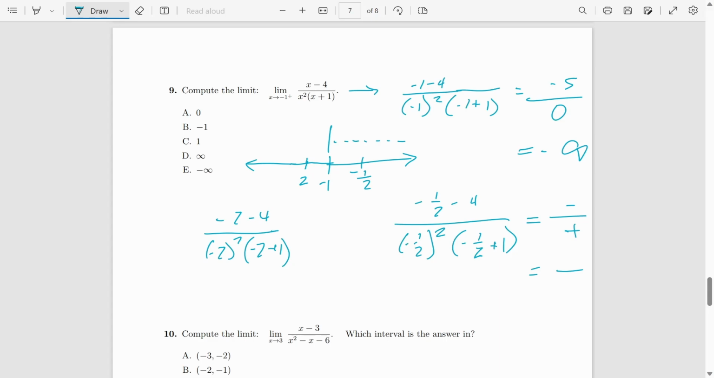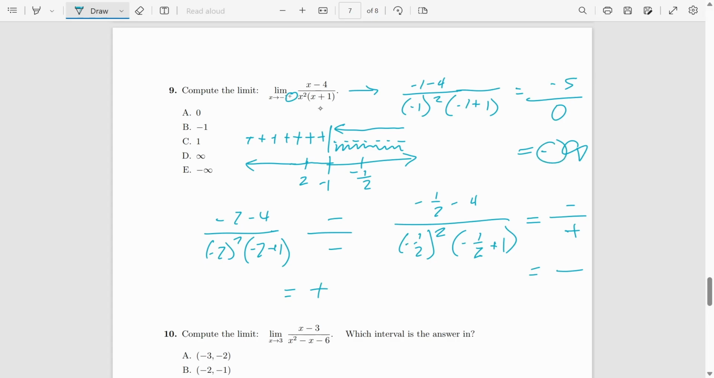Negative minus negative is still negative, over a positive times a negative, which is negative, and a negative divided by a negative is a positive. So on the right side is all positive. We actually could have stopped a little bit ago, but since we're coming at it from the right side, which is this direction, and we found it's all negatives here, that means our answer will also be negative.